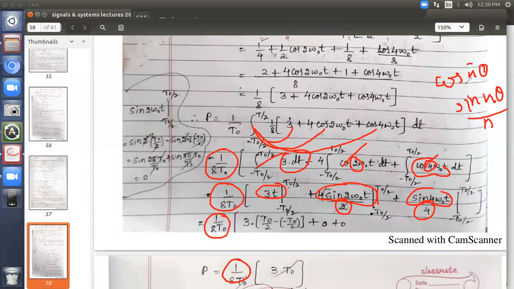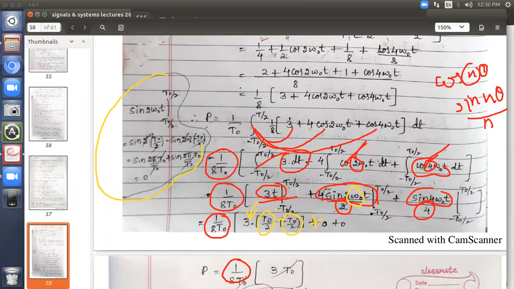So this number n should be divided. So number 4 I have divided, number 2 I have divided. Now applying the limits, observe that here in the first term, 3 as it is, apply the upper limit t naught by 2 minus of minus t naught by 2.